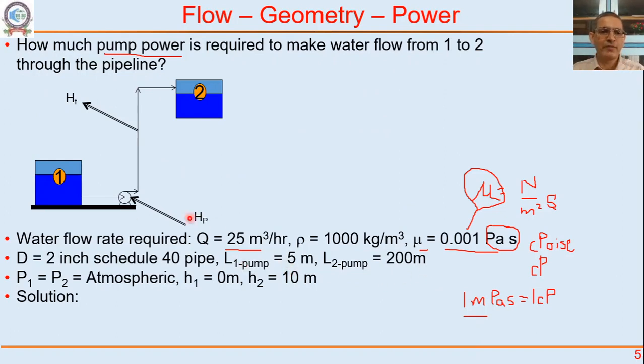Why are we saying 205? This length between 1 and the pump is 5 meters, and between pump and the top is, let's say, 200 meters. Why we want the pump to be near the inlet tank, we will see later on. But let's say this length is 5 meters and this length is 200 meters. So total put together, water has to flow through 205 meters of the pipe.